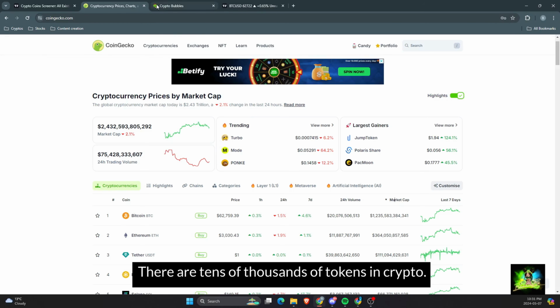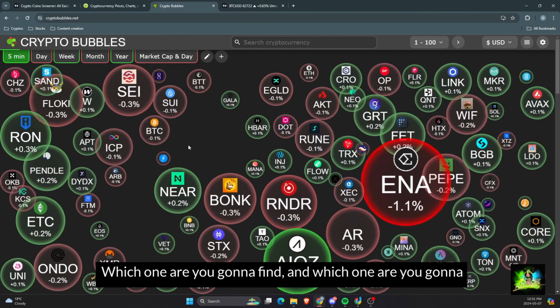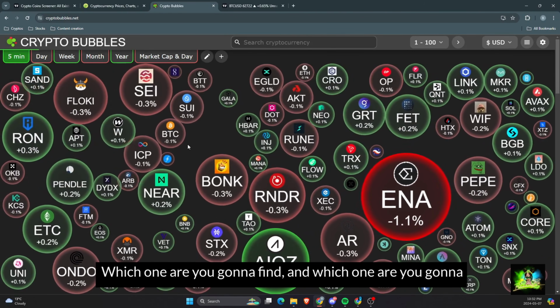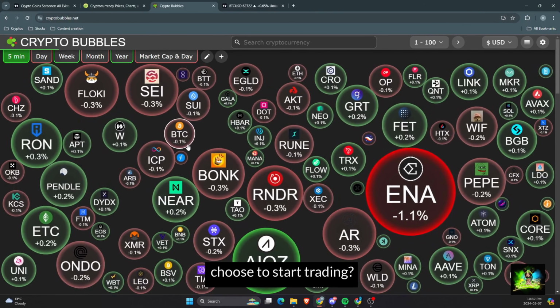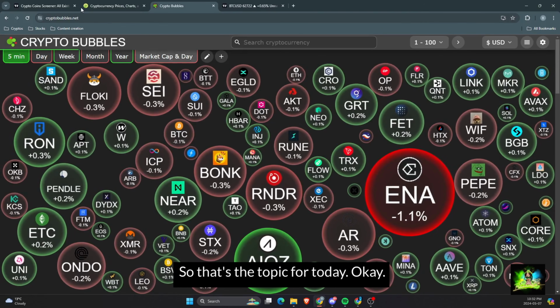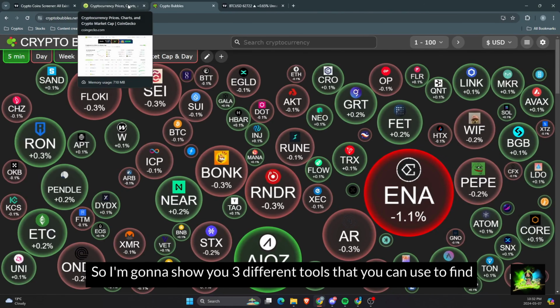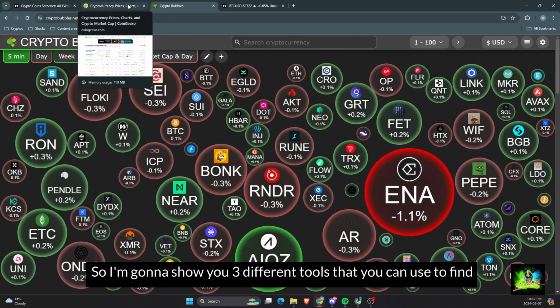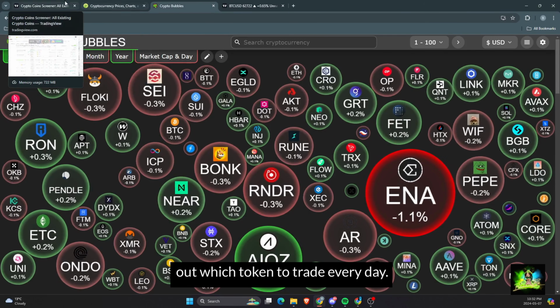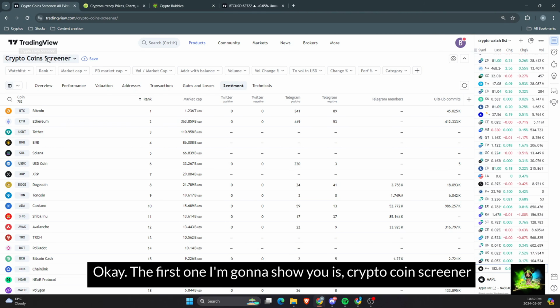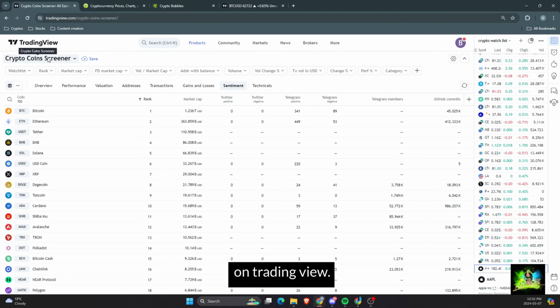There are tens of thousands of tokens in crypto. Which one are you gonna find and which one are you gonna choose to start trading? So that's the topic for today. I'm gonna show you 3 different tools that you can use to find out which token to trade every day. The first one I'm gonna show you is the crypto coin screener on TradingView.